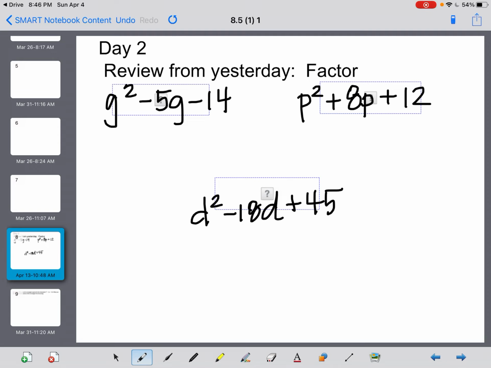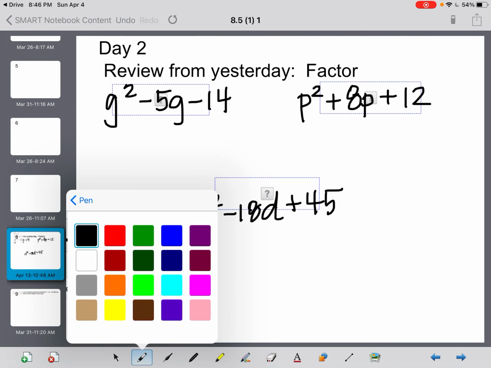So actually this is a good place to pause really quickly. Try these on your own just to make sure, and then come on back to make sure that you have the same answers as I do.